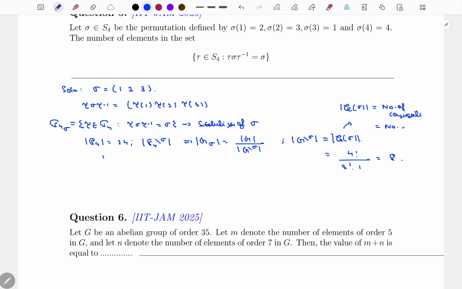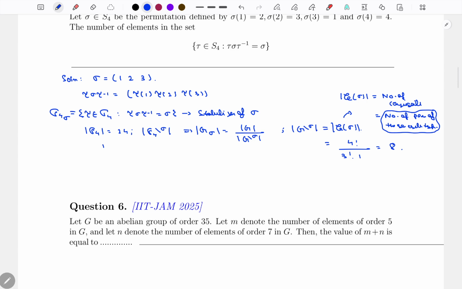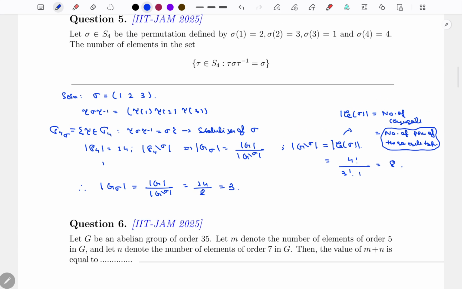and this comes out to be the number of permutations of the same cycle type. It wasn't exactly the count of the permutations, but numerically they came out to be the same. Nevertheless, the cardinality of the stabilizer of sigma, by the orbit stabilizer theorem, should be the cardinality of G over the cardinality of the orbit of sigma, which is 24 upon 8, should be 3. So your answer should be 3.